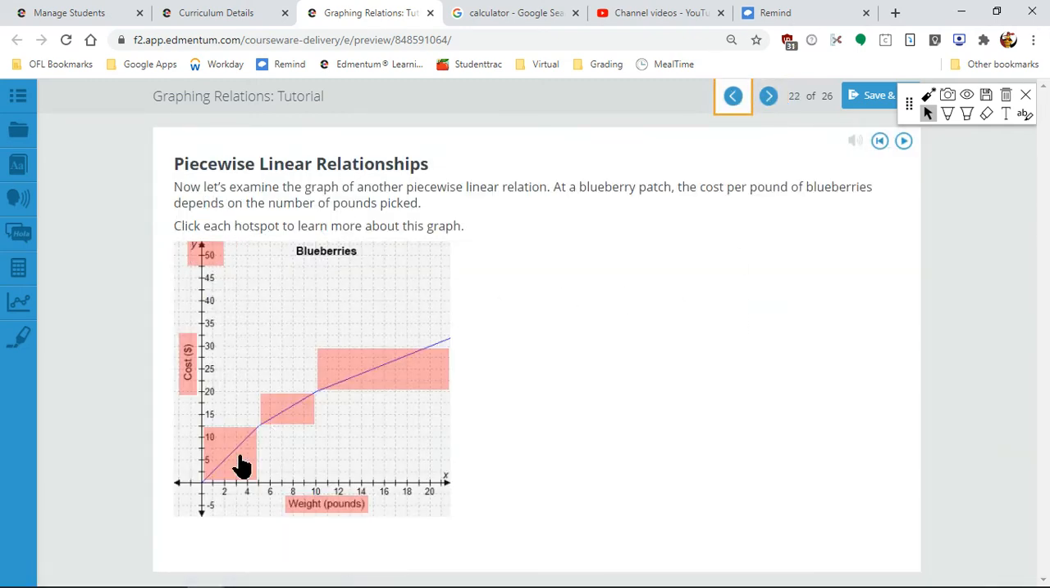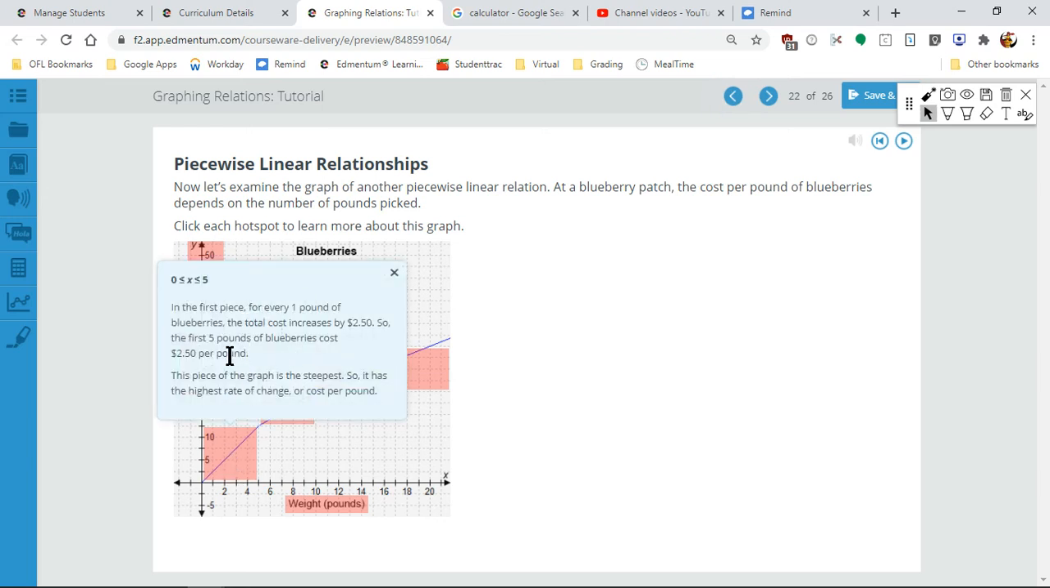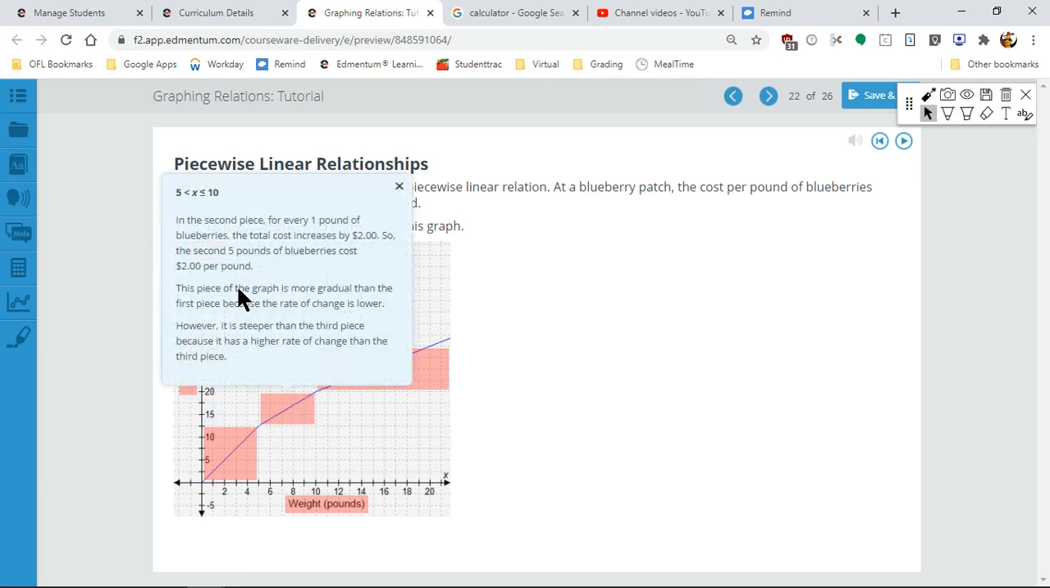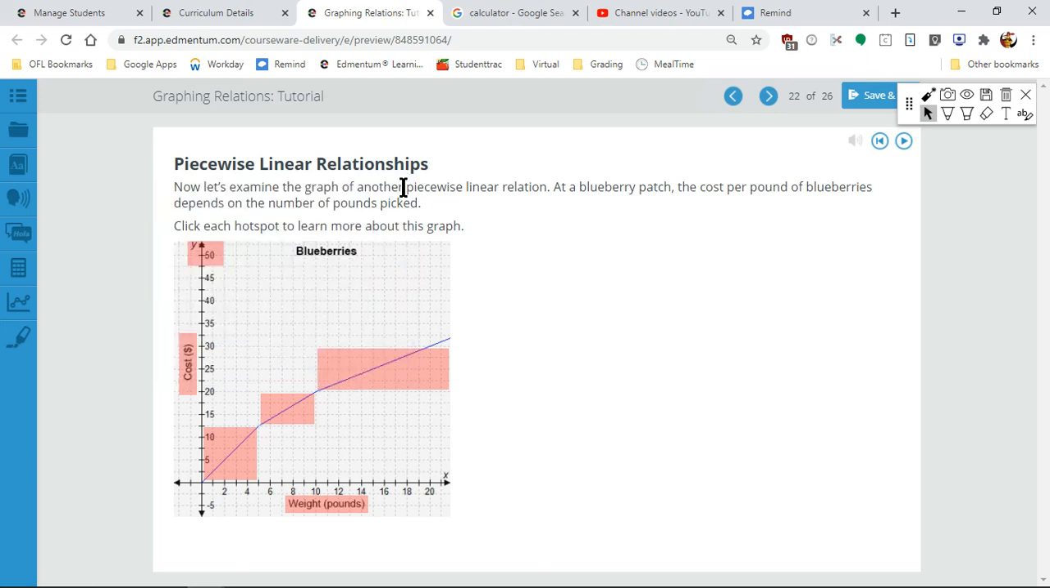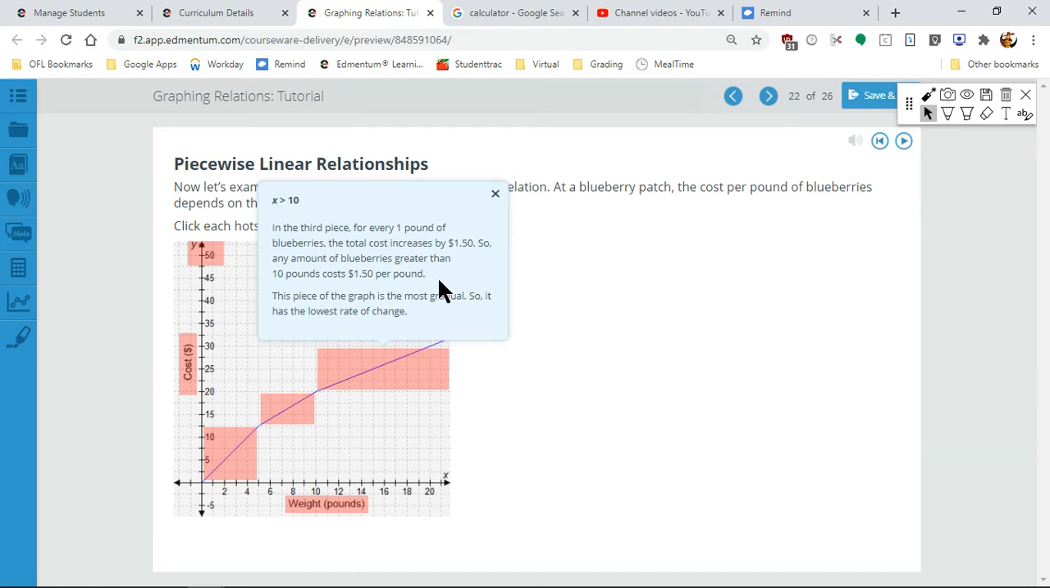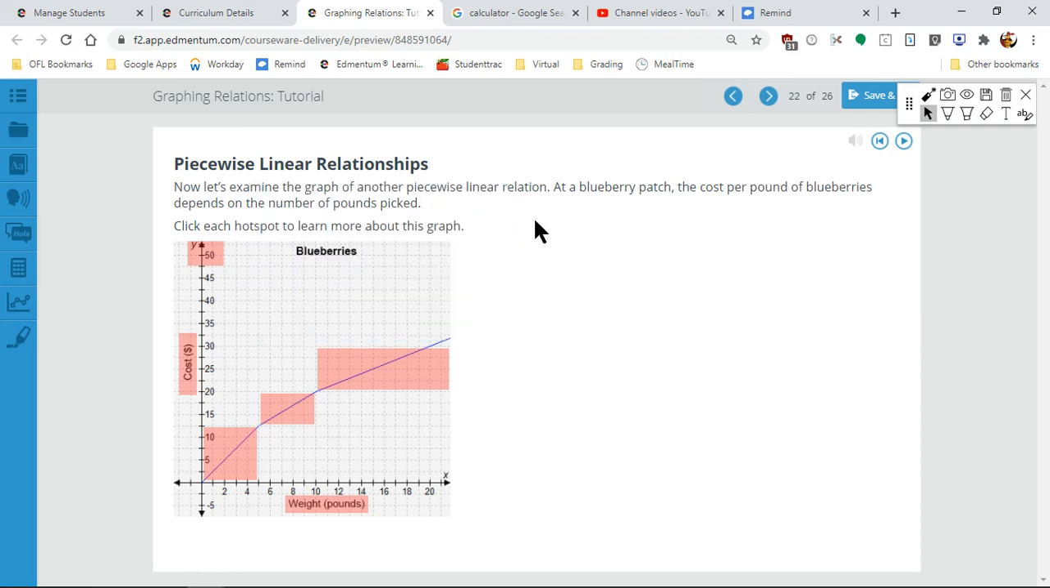Click each spot on the graph to learn more. So if you click this, it's like, oh, look, it's $25 for the first 5 pounds. And then anywhere after that, it's $2 for that. So that's why it's not as steep. And then after that much, it's costing you this much. So that's why the slope just decreases a lot.